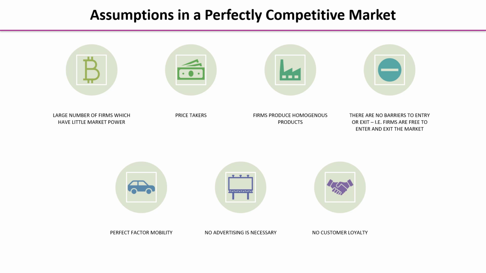One of the reasons for that is that they're producing homogeneous products. There's no variation between the products produced by one business, one firm, compared with another one. As far as the customer is concerned, they could buy from either of them. There are also no barriers to entry or exit. That means that firms can easily enter and leave the market with no particular difficulty or costs. Part of that is that the factors of production, the land, labour, capital and enterprise, have perfect mobility. They can be used in this market or in another market with no problem at all.